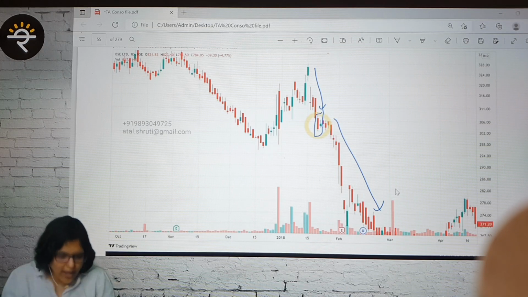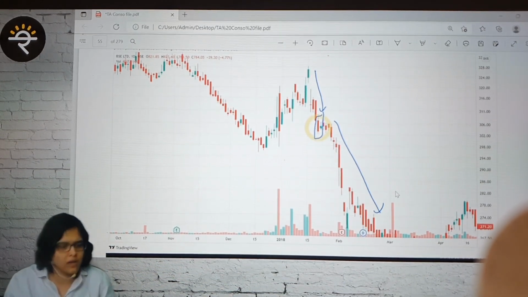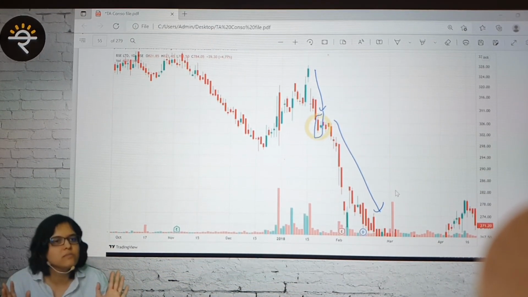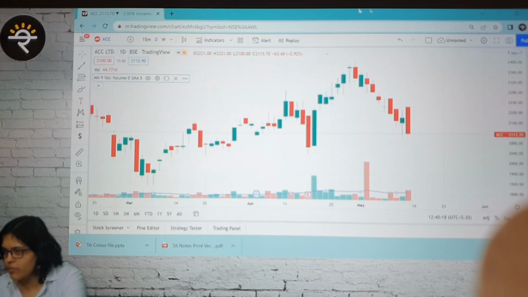Right. So why did it fall down? There could be multiple reasons. One of the simple reasons can be, if you have seen the BSC chart, it has already moved up like anything. Then it could be a correction also. If I were to show you the BSC chart here.